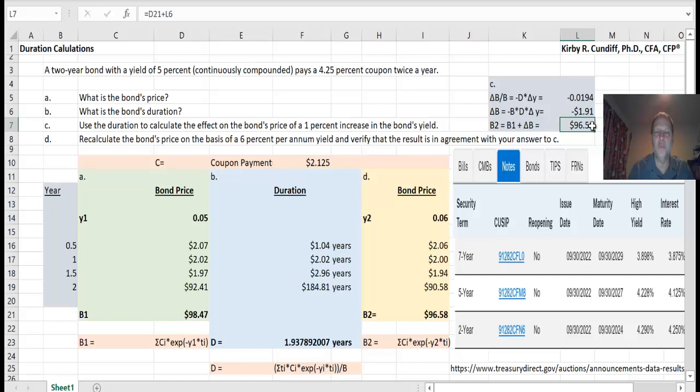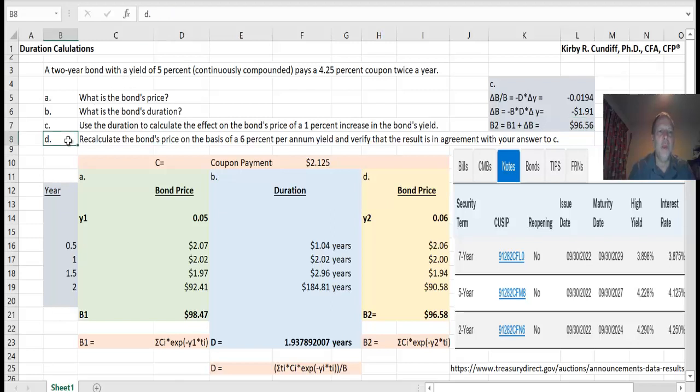So the final bond's price, B2, is then going to be B1, 98.47 minus $1.91, and that gives us the duration approximation for the bond's price of $96.56. Now there is another term in the Taylor series called the convexity, and we will study that in a later video. If interest rates change by too much, then we will have to use that term, the convexity, to figure out how much the bond changes in price. So this is our duration approximation.